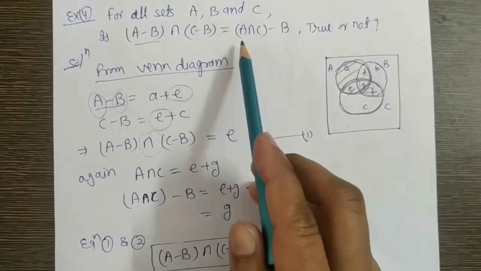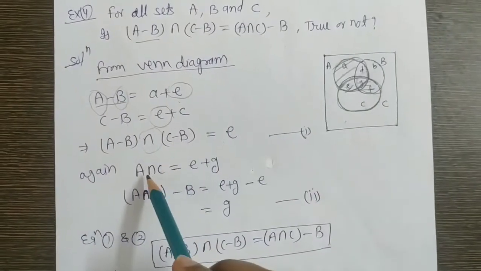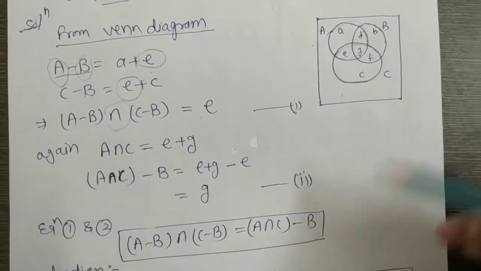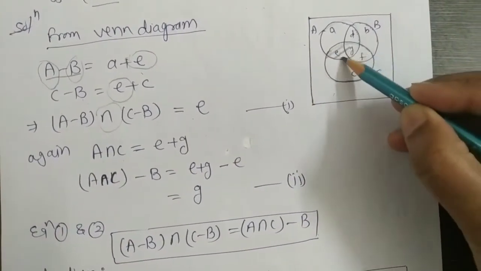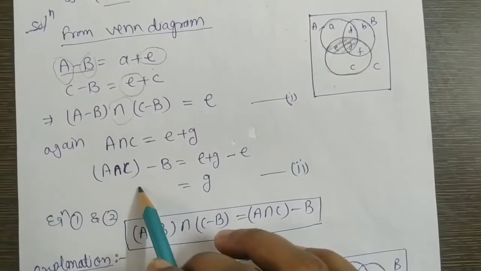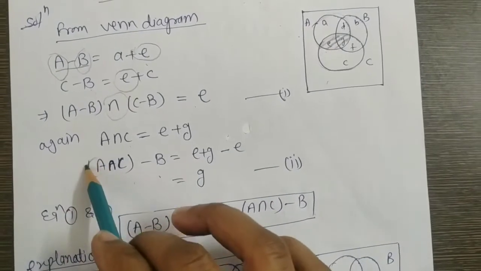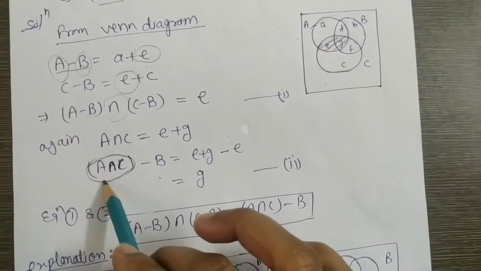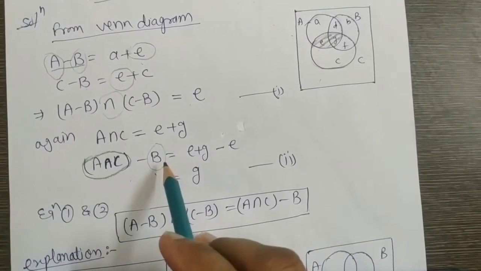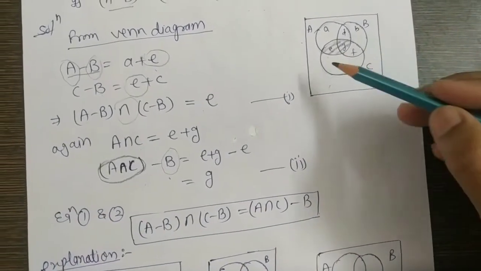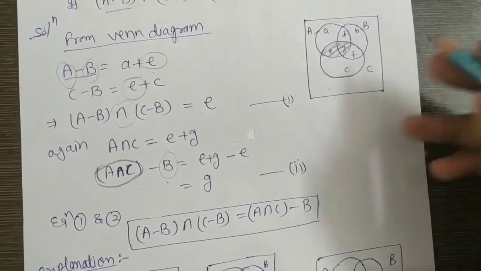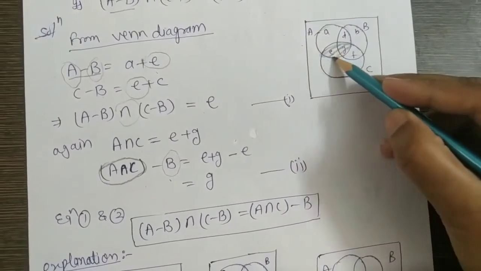Now come to the right hand side. We need to find A intersection C. What is A intersection C? This is E plus G. Now A intersection C minus B, it means we have to take the first set, that is A intersection C, and we need to remove set B. It means from this set we need to remove the elements of B. This is our first set.